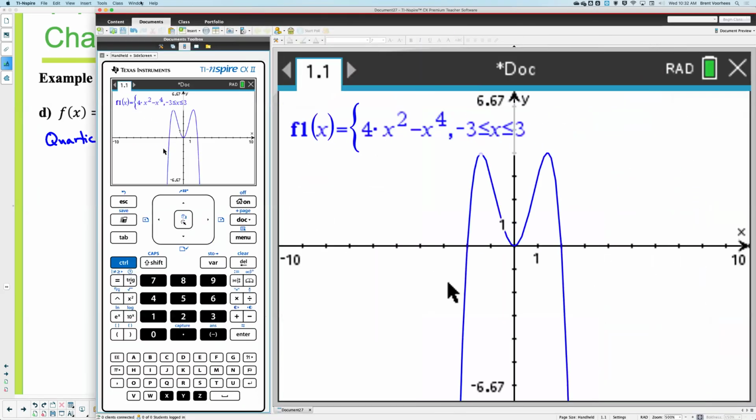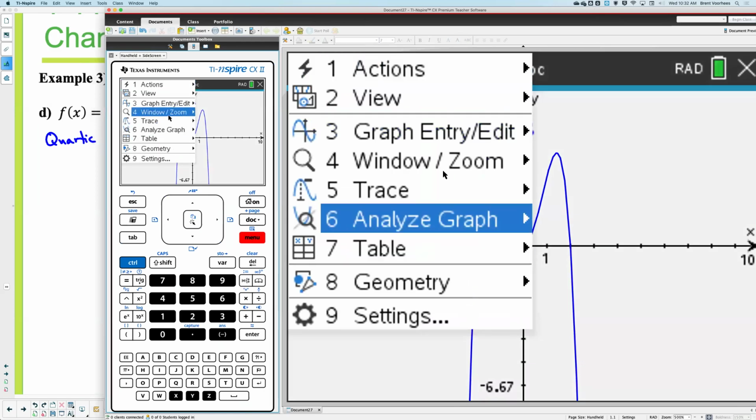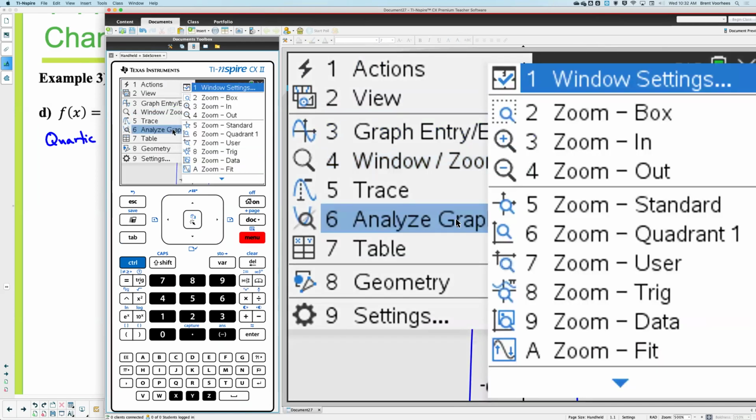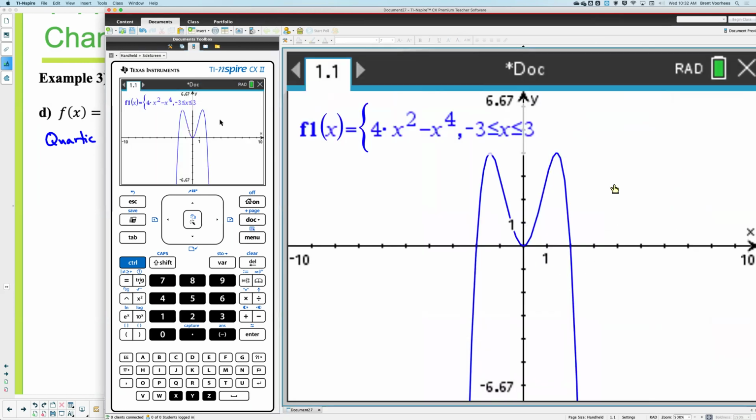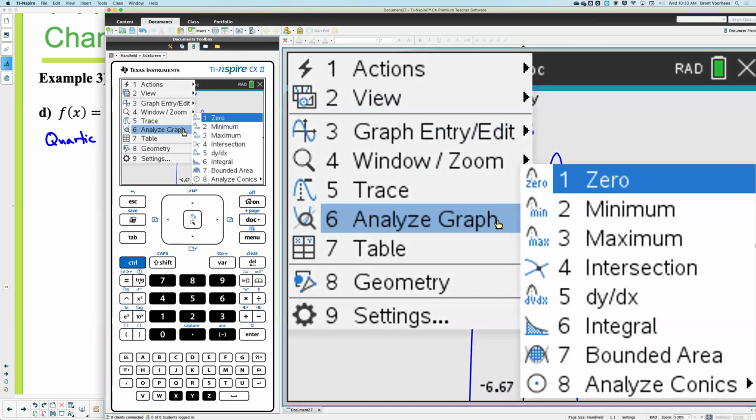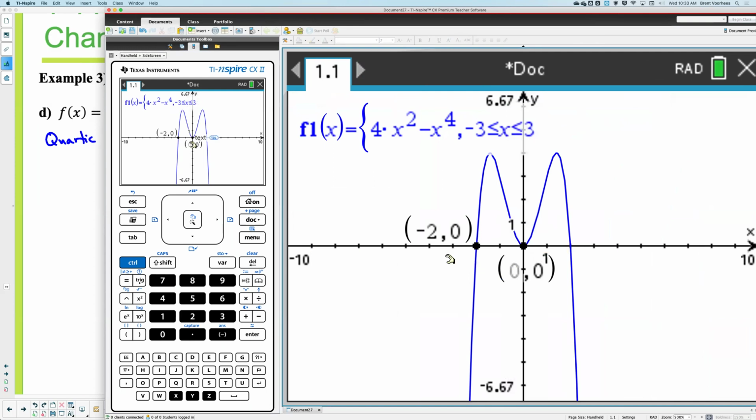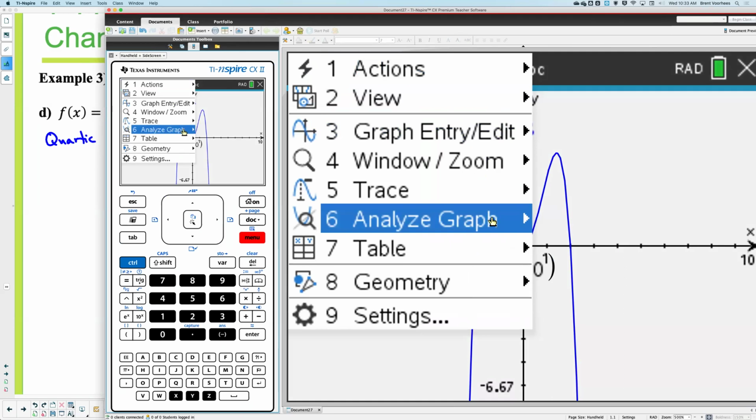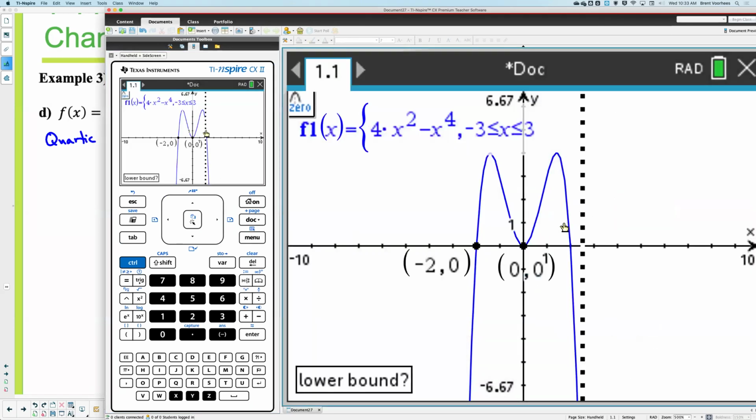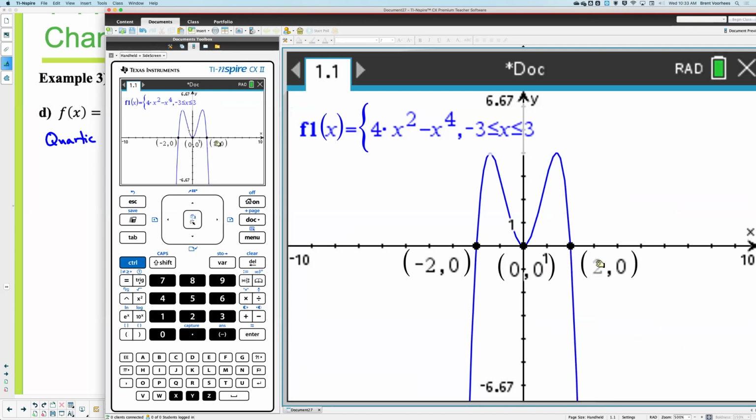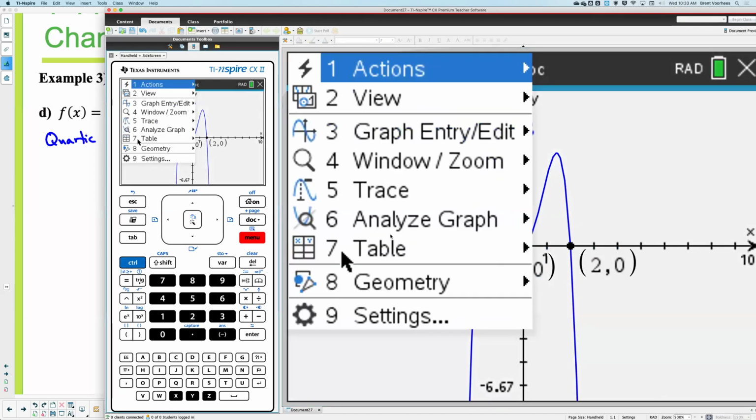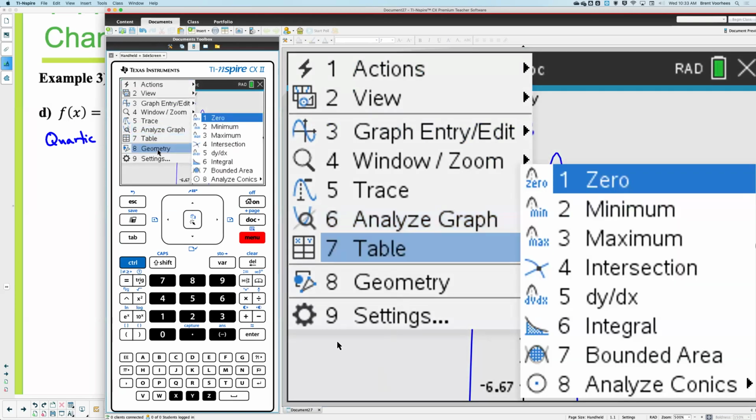Now find the key values. I see there's zeros. Specifically, I see 3 zeros. Looks like we have a 0 at -2. That one looks like it's going to be right at 0 at the origin, and it is. And we have one more 0 at 2. This graph, it asks if there's minimums. It does have a minimum.